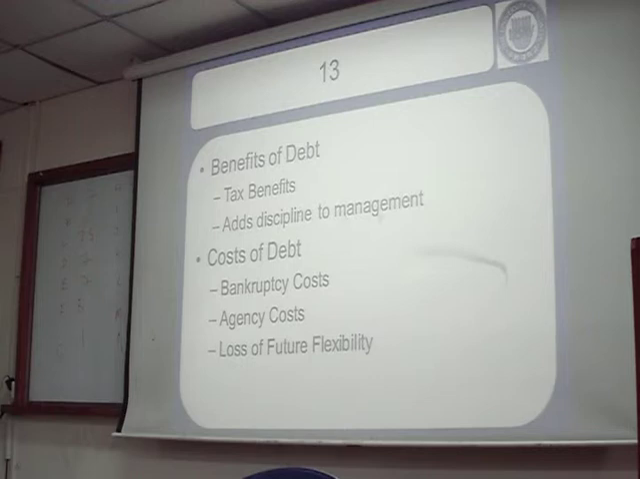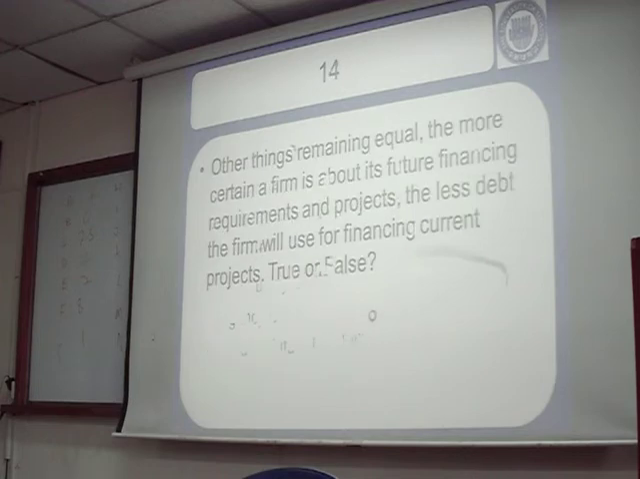And it adds discipline to management. Cost of debt: loss of flexibility is the main one when we have a lot of debt in our company. Bankruptcy cost, our company is more likely to go bankrupt if we have more debt. Okay? Agency cost between the stockholder and the bondholder.